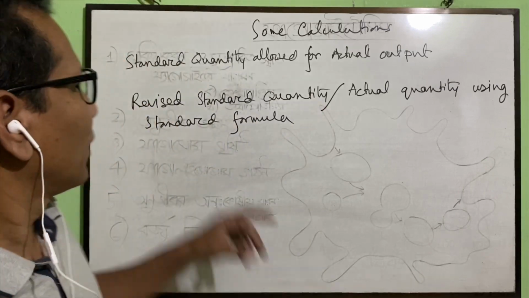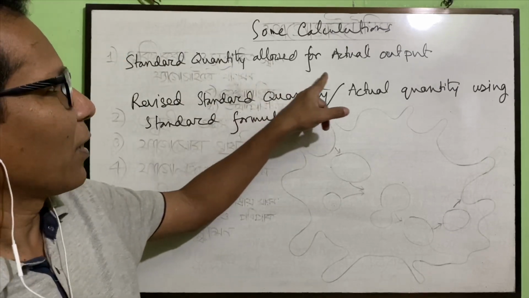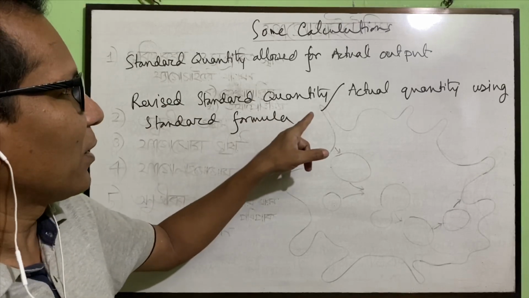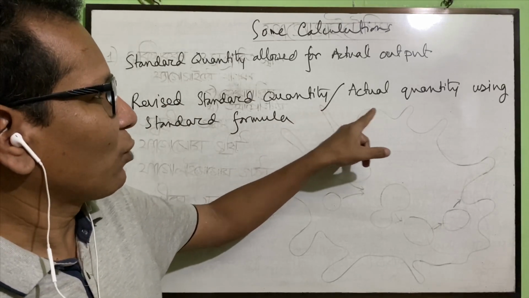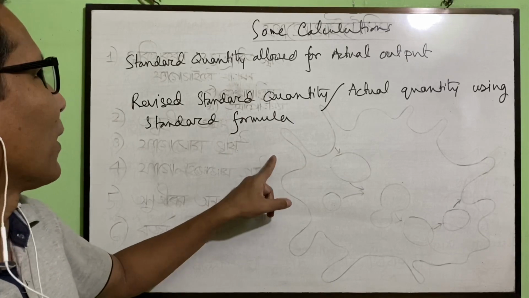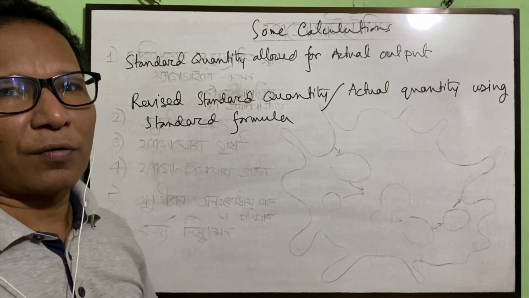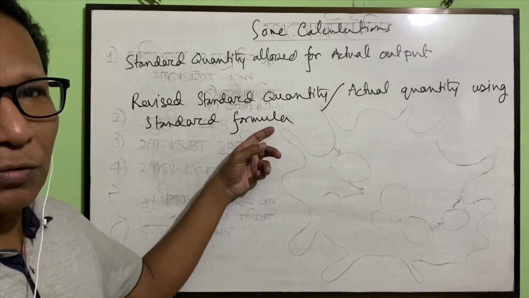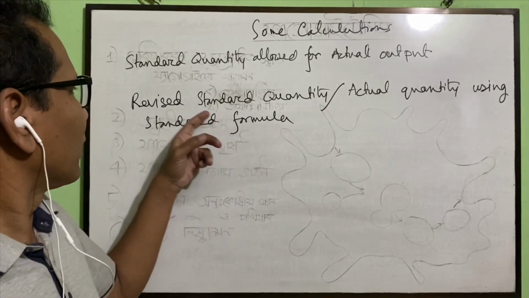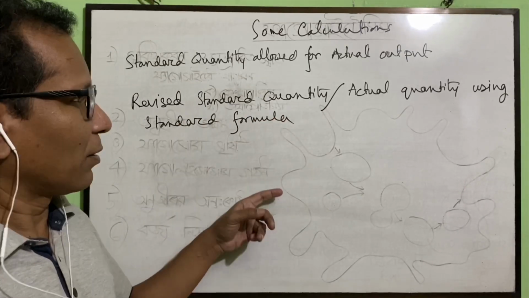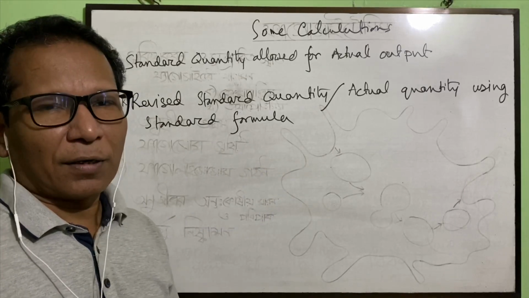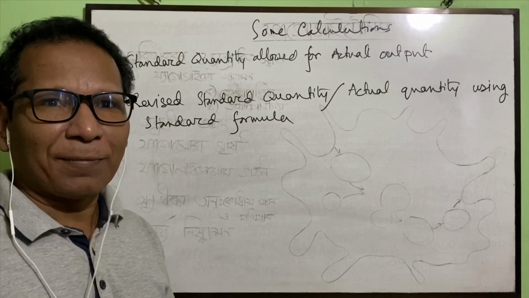These are standard quantity allowed for actual output and revised standard quantity, that means actual quantity using standard formula. This was done before for a single material, but this is totally new: revised standard quantity, or actual quantity using standard formula. This is needed for mixed variance and yield variance.